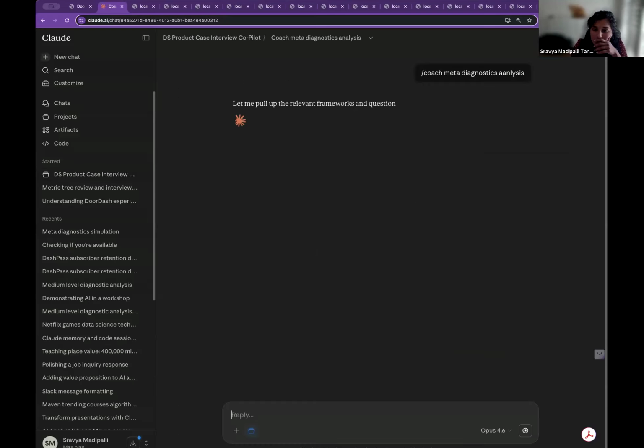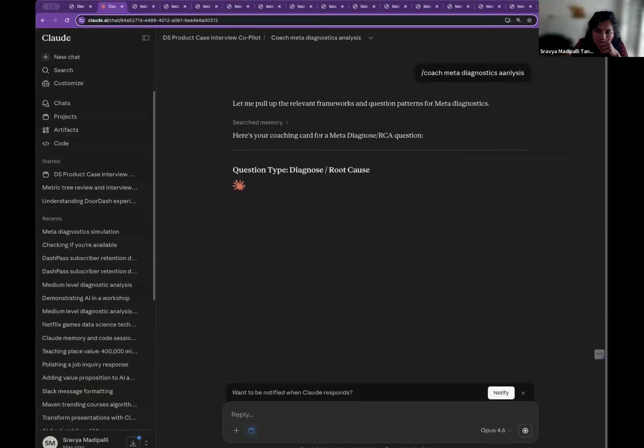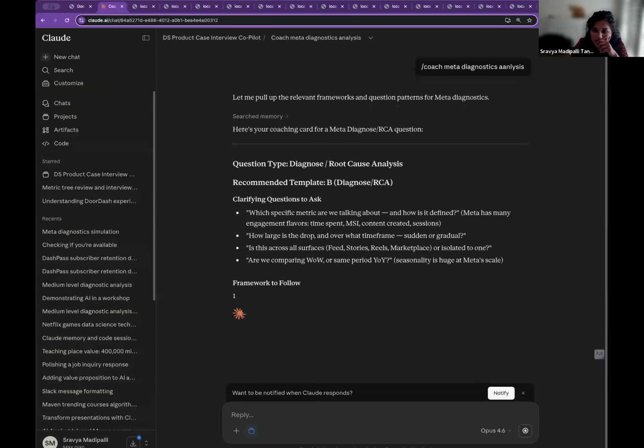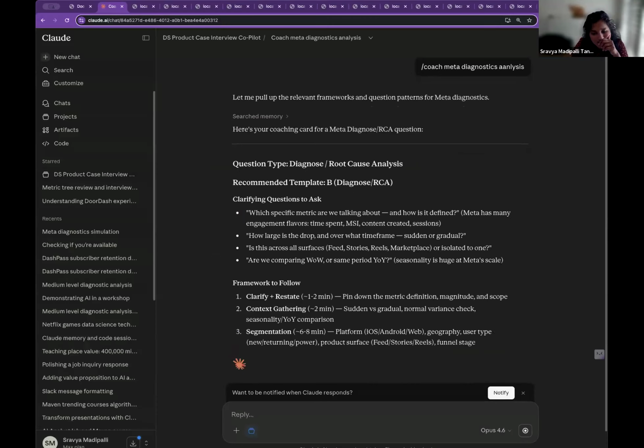So what does a coach do? You could also have a practice mode where you talk to it and it basically acts like an interviewer for you, right? So this is the coach mode that it looks at, and here's your question types, recommendation template. It basically tells you what the qualifying questions to ask are, what the frameworks to follow are. It helps basically become a coach for you.